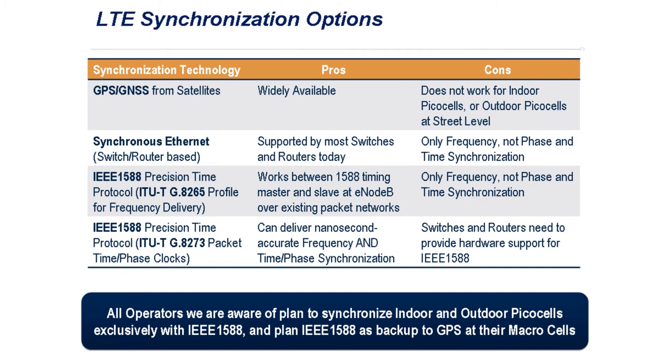Most of the base stations that are being deployed today are capable of getting synchronization through GPS or 1588. And over the last couple of years, more and more operators' strategy is to move away from pure GPS synchronization to 1588 as a backup, and then later on as a primary means for synchronization of these base stations.